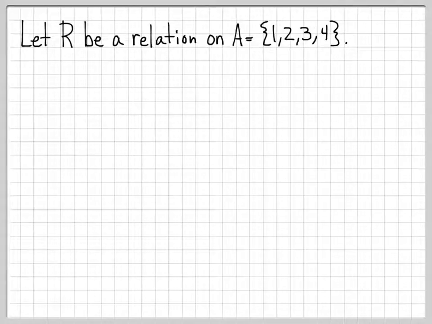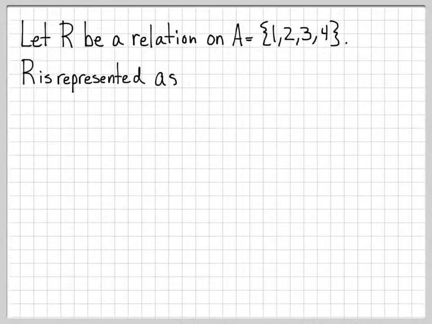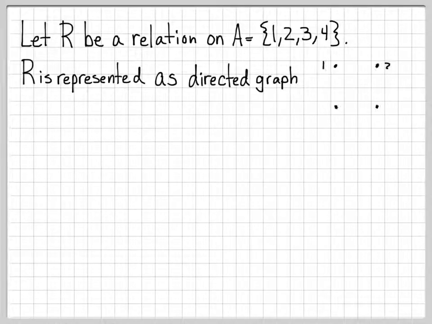Okay, let's work another example where we deal with a relation on A, and A is the same set we just considered in the previous example. A is the set 1, 2, 3, 4, and again we're going to represent R in the form of a directed graph. The difference between this problem and the last problem, though, is that the edges of this directed graph are going to be different.